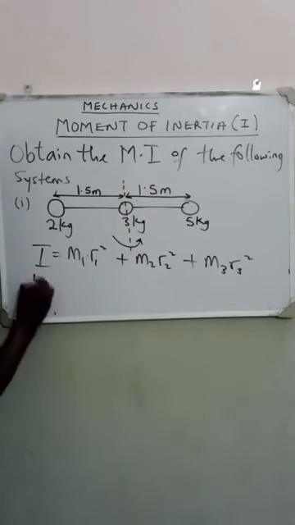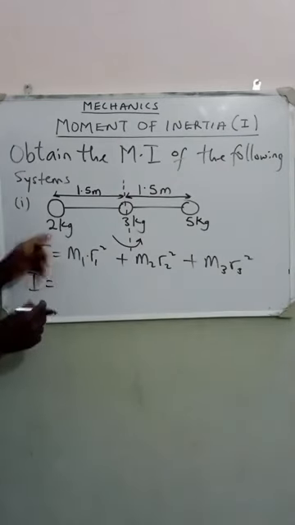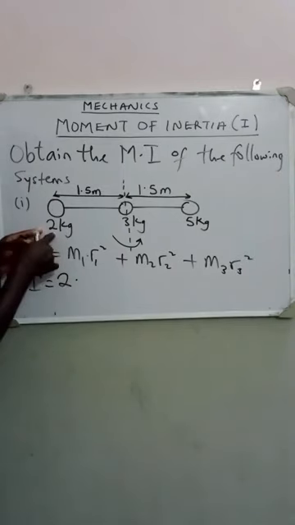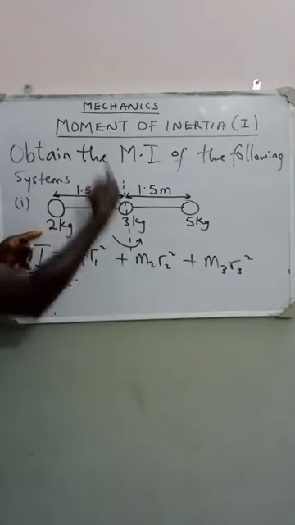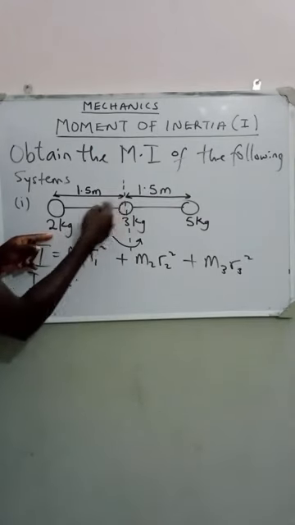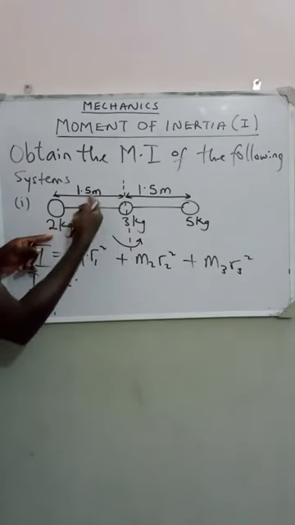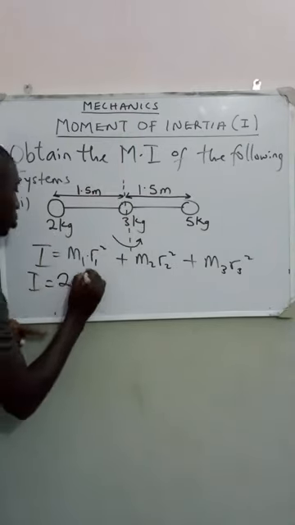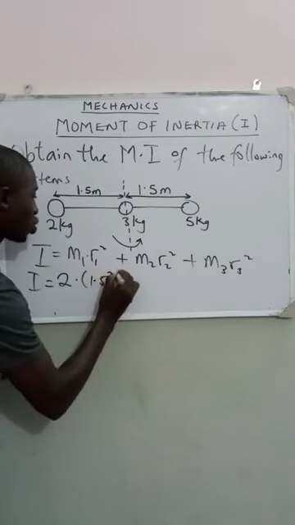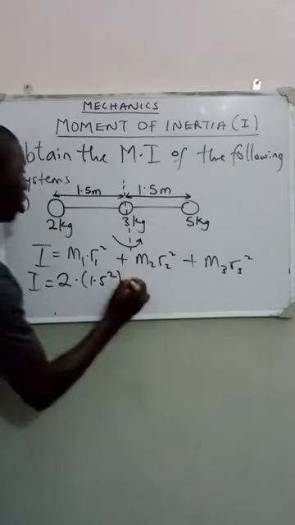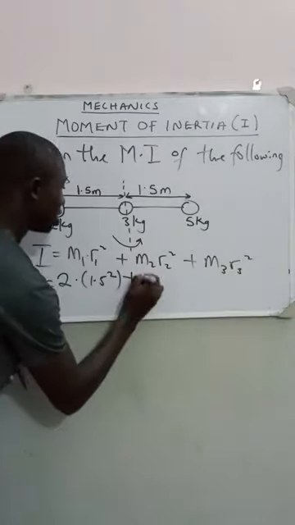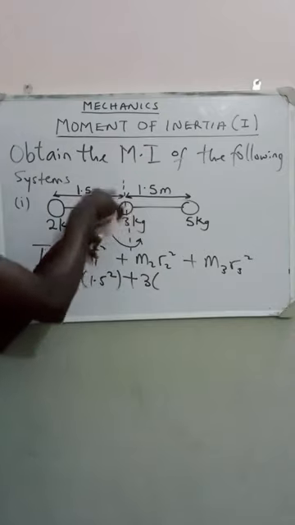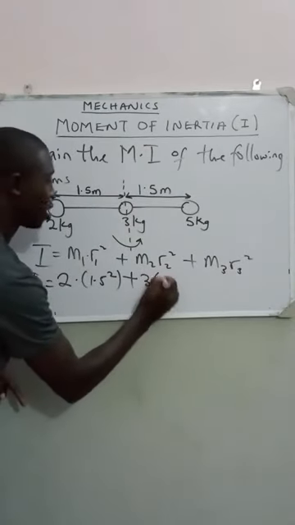So for the first one, our moment of inertia is going to be the first mass, which is 2 kg, multiplying the distance from that mass to the axis of rotation. That distance is 1.5 meters. It was rotated at the middle. So that means 2 multiplied by 1.5 all squared, plus the second one. The second mass is 3 kg. Its distance to the axis of rotation is none, so I can put 0 squared.